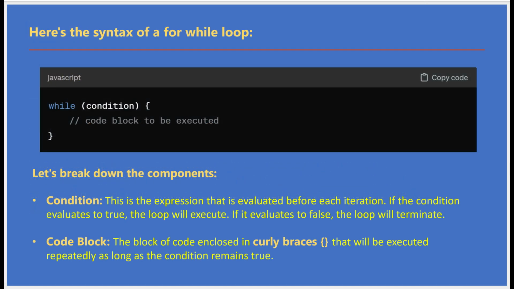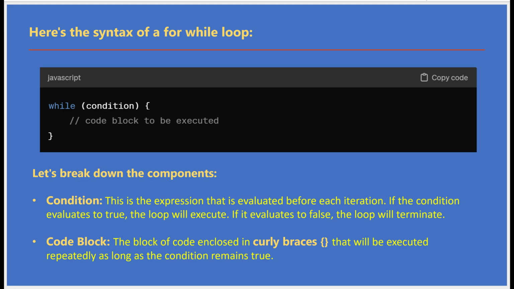Here's how a while loop syntax looks in JavaScript. While (condition). Breaking it down, we have two key elements. First, the condition. This is the expression evaluated prior to each iteration. If the condition holds true, the loop runs. If it turns false, the loop ceases. Second, the code block. This is the code enclosed within the curly braces that will be executed again and again as long as the condition remains true.